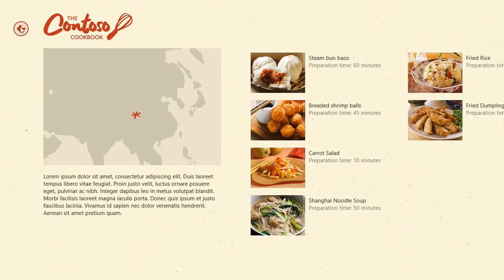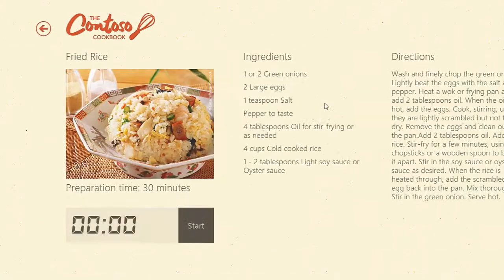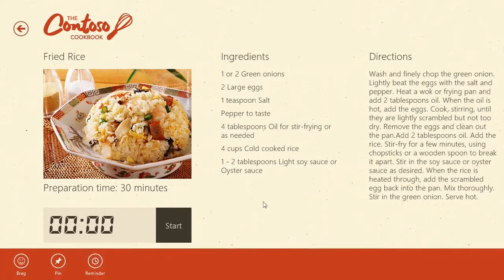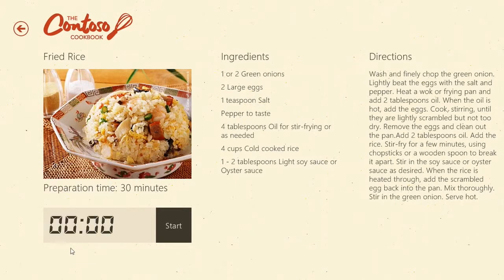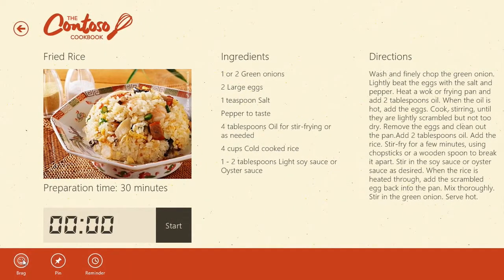I can use a little back arrow with my mouse to go back to this grouped item page, and say, for example, I want to take a closer look at the fried rice recipe. I can see an image, the ingredients, the directions. I can right click and bring up a Windows 8 app bar, and I can choose to set a 15-minute reminder. I can pin this particular recipe onto the Windows Start page if I wanted to, and so now I can get directly back to the fried rice recipe if I like. I can also take a picture or take a video of the finished version of the recipe and then share it through email or through a social network.